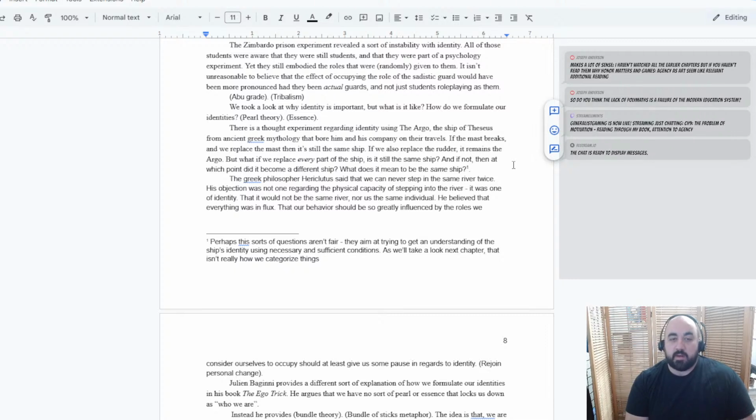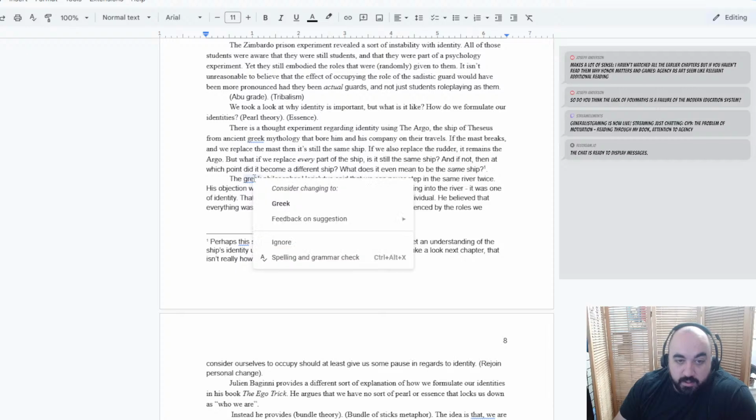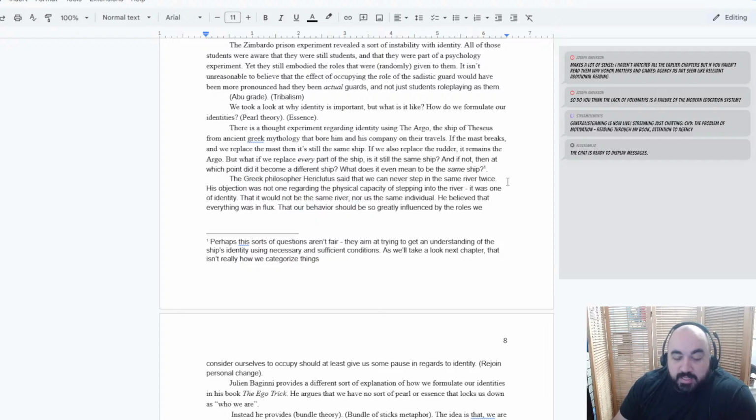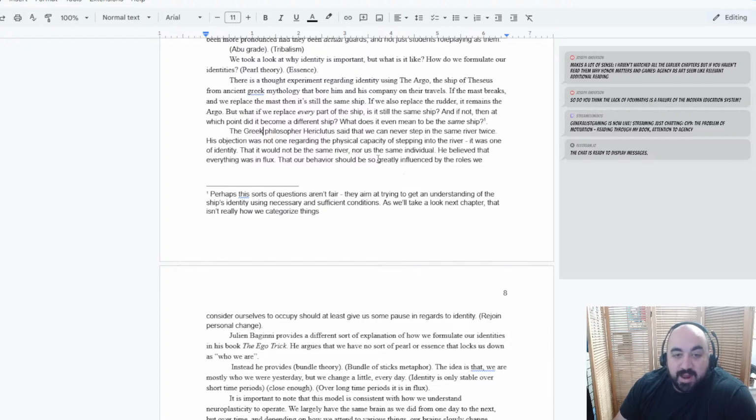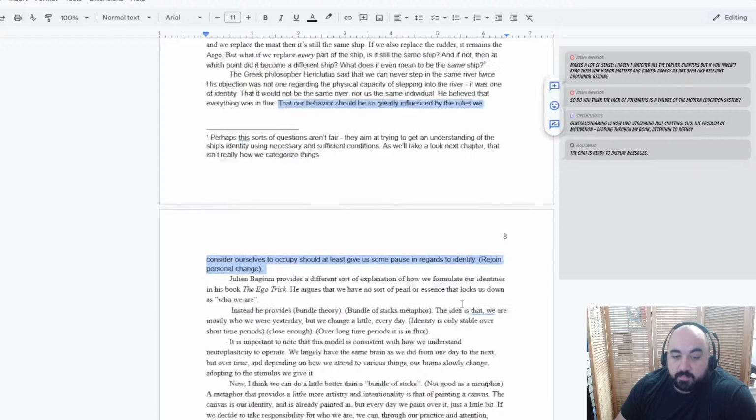Even should probably be in here. The ancient Greek philosopher Heraclitus, shout out to man being the measure of all things, said that we can never step in the same river twice. His objection was not regarding the physical capability of stepping in the water. It was one of identity, that would not be the same river, nor us the same individual. He believed that everything is in flux. That our behavior should be greatly influenced by the roles we consider ourselves to occupy should at least give us some pause in regards to identity.